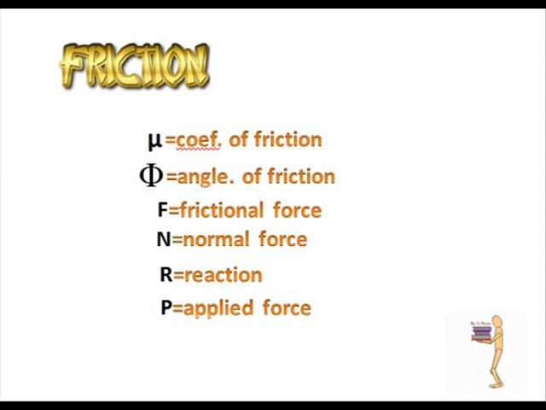Friction. The following variables must be considered in solving problems that involve friction. Mu is equal to the coefficient of friction, phi for the angle of friction, F is for the frictional force, N for the normal force, R for the reaction, and P for the applied force.